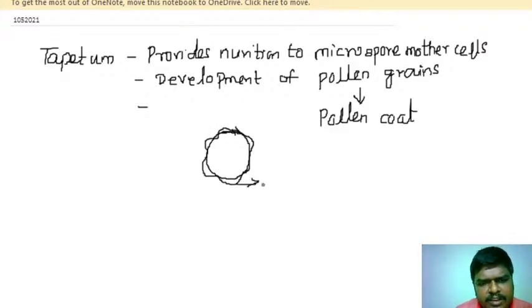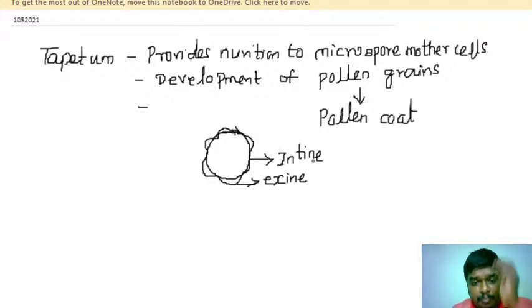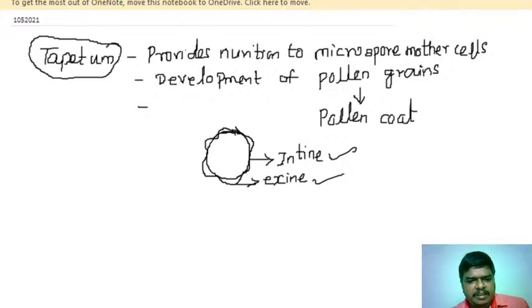The outer layer, we call it exine, and the inner layer is called intine. These are all the pollen coat. So in the formation of these pollen coats, the tapetum plays an important role.